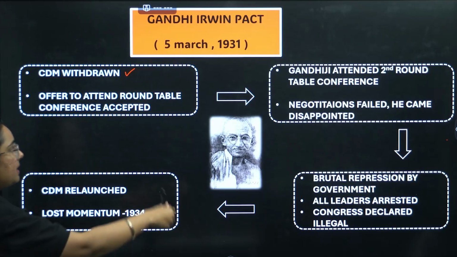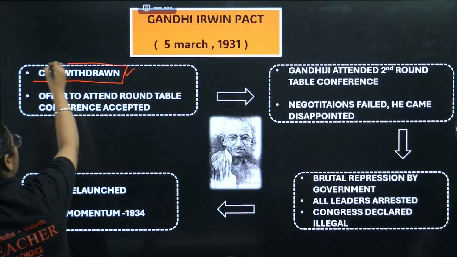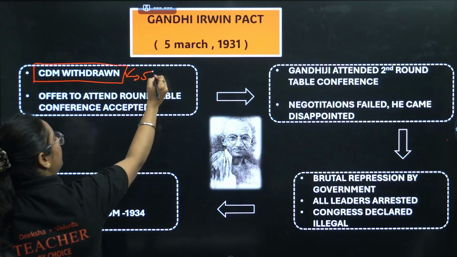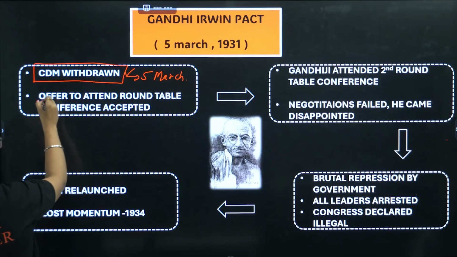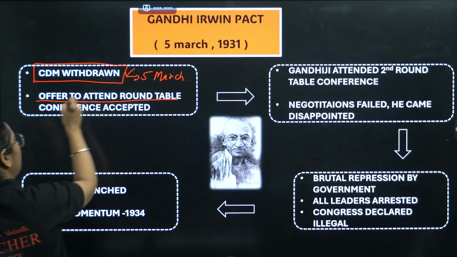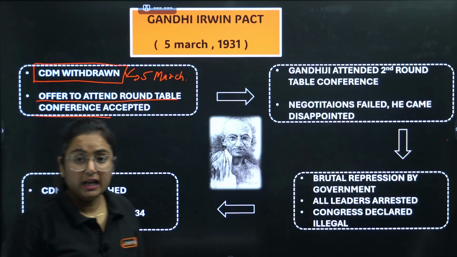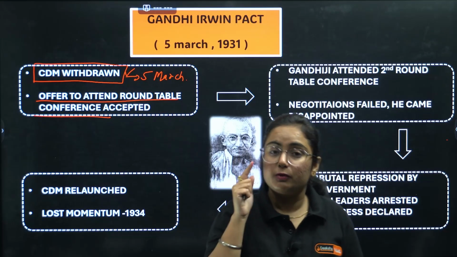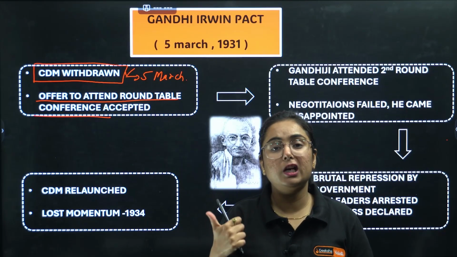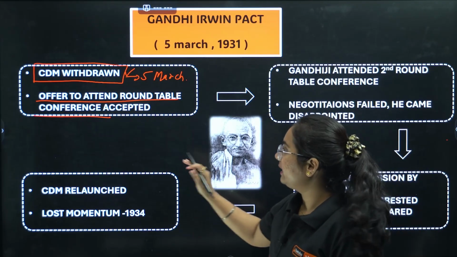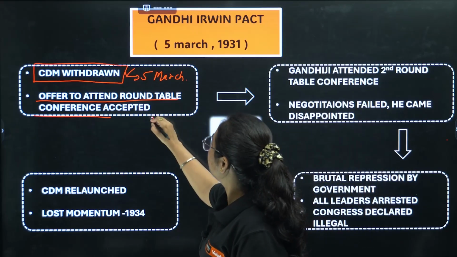What Gandhiji accepted was to withdraw the CDM. So, the civil disobedience movement was withdrawn on 5th of March and he accepted one more thing. Yes, the offer to attend the round table conference. Okay, the same round table conference which will be talking about the constitutional development in India. Gandhiji accepted this round table conference.